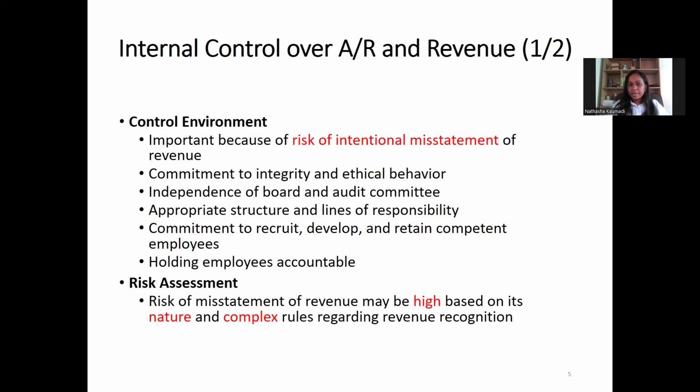I hope you are clear with those things because you have already discussed these. And risk assessment, that is the second component. Risk of misstatements of revenue may be high based on its nature and complex rules regarding revenue recognition. We discussed that part, right? I told you the audit risk can be high when it comes to revenue and receivables because of the nature, complex situations, significant accounting estimates, and everything.